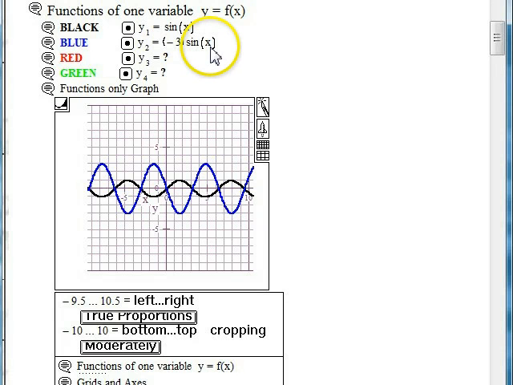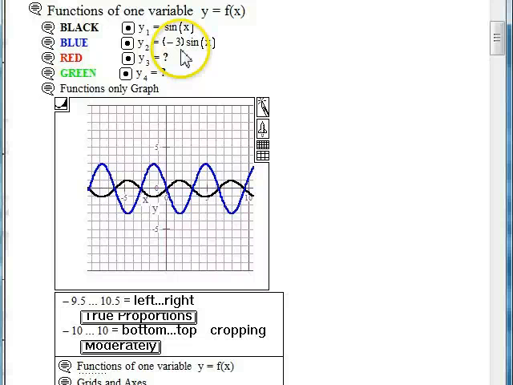So we're plugging in the same value of x here and there. You first evaluate the sine. For the black curve, the y value is just the sine of x. For the blue curve, after you evaluate the sine of x, you multiply that result by -3. So the y values on the blue curve are always -3 times the y values on the black curve.